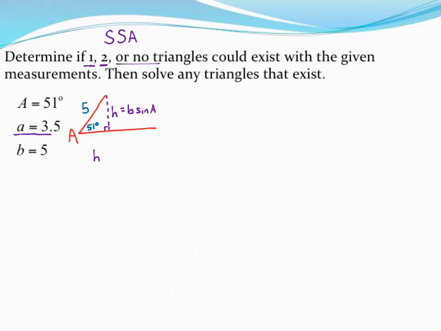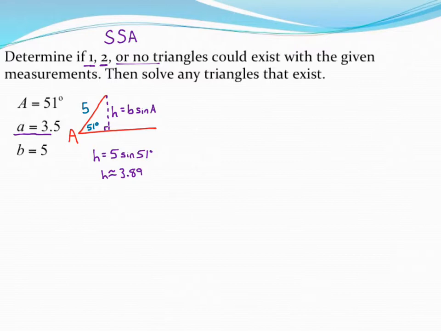So in this case, H equals side B, which was 5, times the sine of angle A, which is 51 degrees. Using a calculator and making sure that I'm in degree mode, I find out that side H is 3.89 units long. So if I were to drop a side straight down from the top of that triangle, it would have to be 3.89.